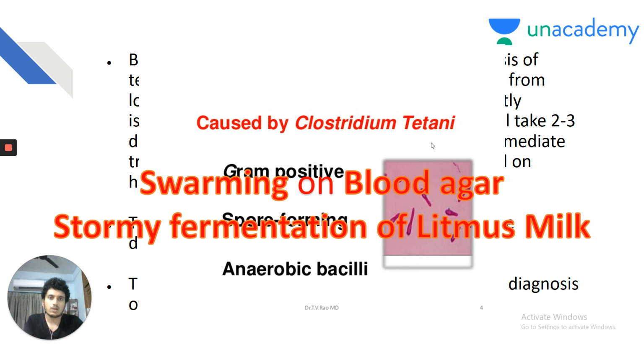What does swarming on blood agar look like? Why is swarming produced? Swarming is produced as Clostridium tetani is motile by peritrichous flagellae. And what are the agents you can add to inhibit the swarming? What is stormy fermentation of the litmus milk? What is the color of the litmus milk? All these can be potential image-based questions.